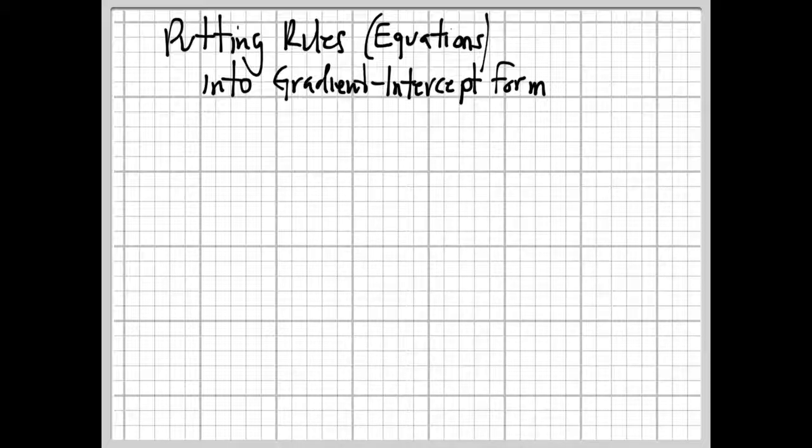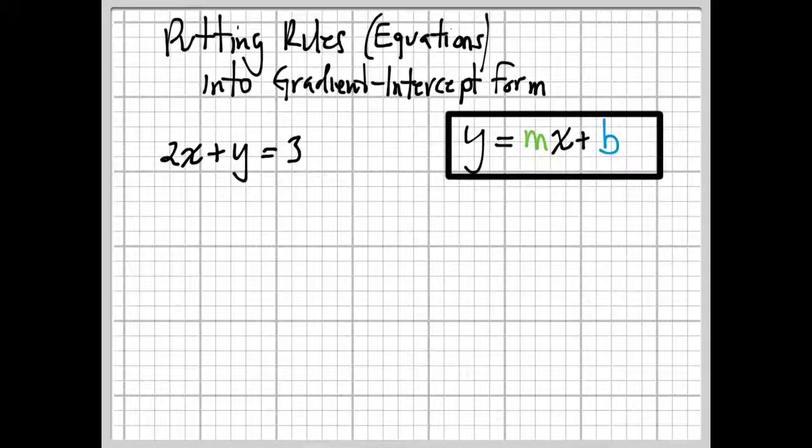So when we have an equation, we want to get it into gradient intercept form. What we'll have is an equation that is not in gradient intercept form. You can remember that gradient intercept form looks like this: y equals mx plus b. This equation is clearly not in that form. This one has a y by itself and a number and then an x. So this one's a bit different.